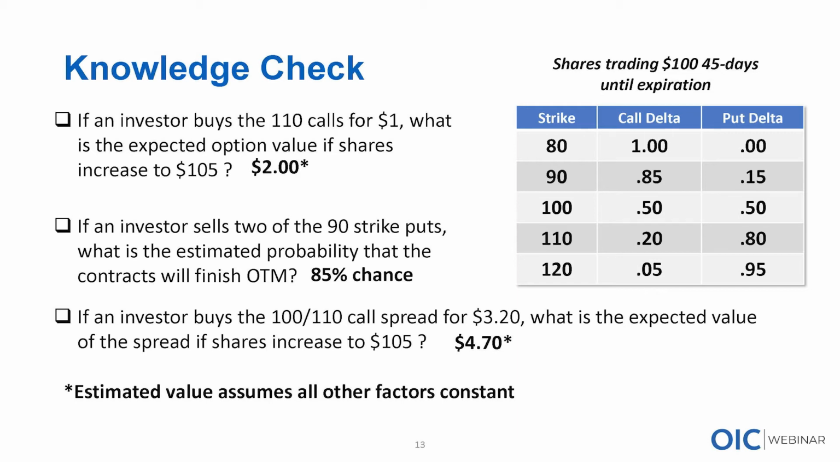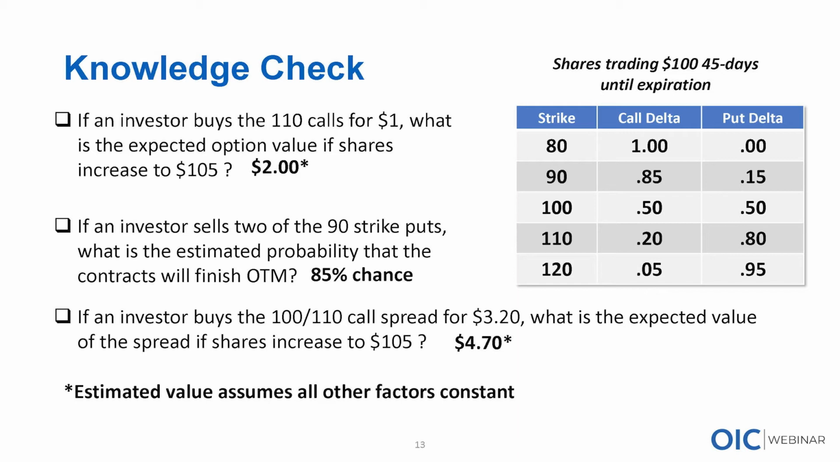We bought the 100 calls and sold the 110s. What do you think the expected value of our spread is with the stock up $5? Now you're going to have to do a little more math. When you think about it, this is a debit spread, so we're long the 100s and we're short the 110s.